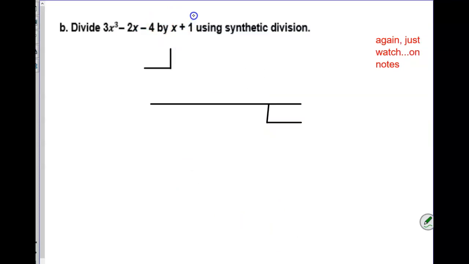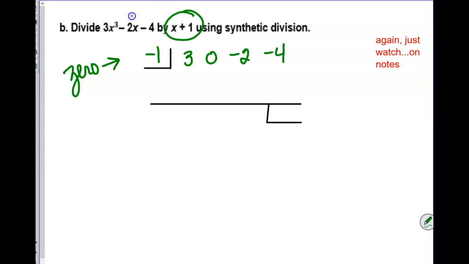This is where students go wrong, guys. X plus 1, you have to put the 0 in this box, not 1. The 0 for that is negative 1. Everybody good? And then you write the coefficients across the top, which are 3, 0, negative 2, and negative 4. Why did I need a 0? 0x squared. I needed a placeholder there.